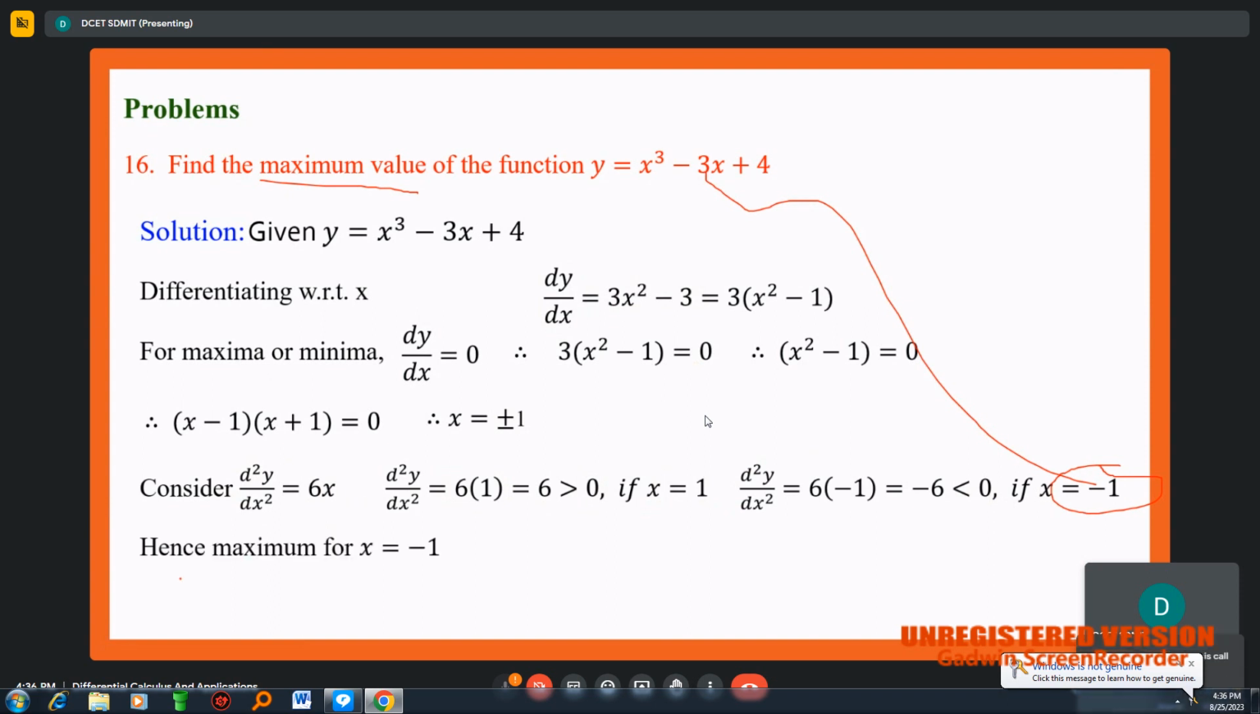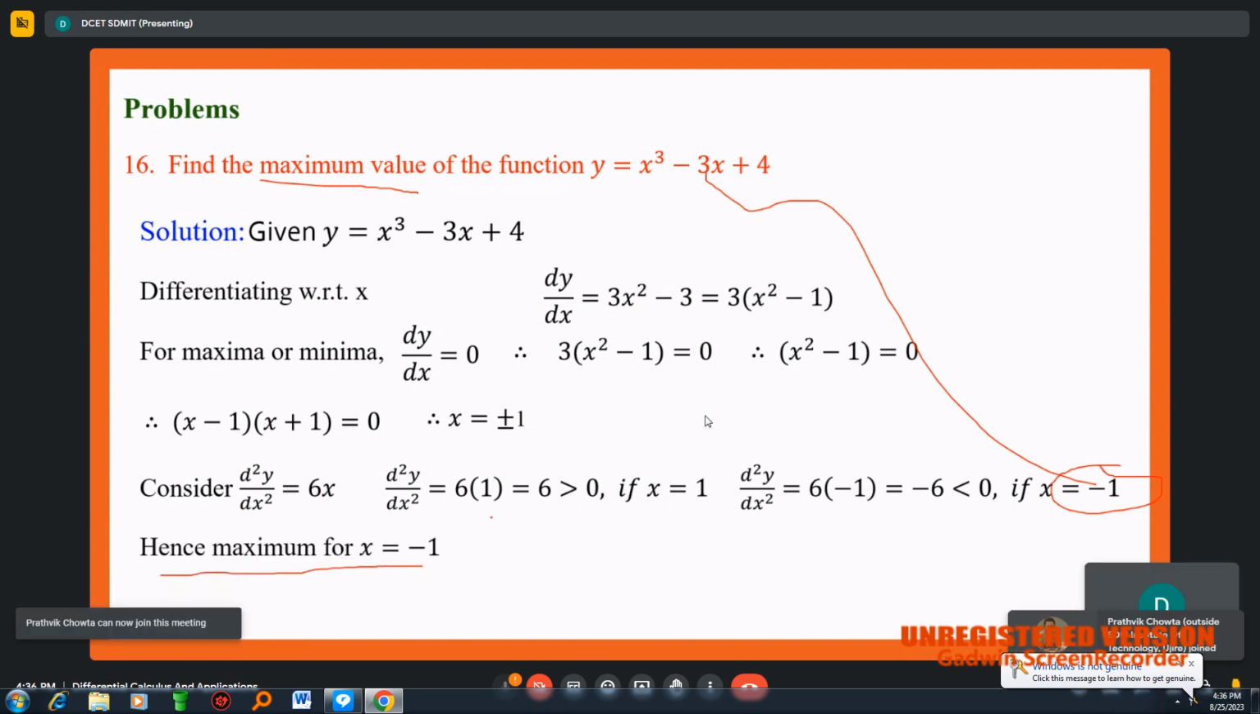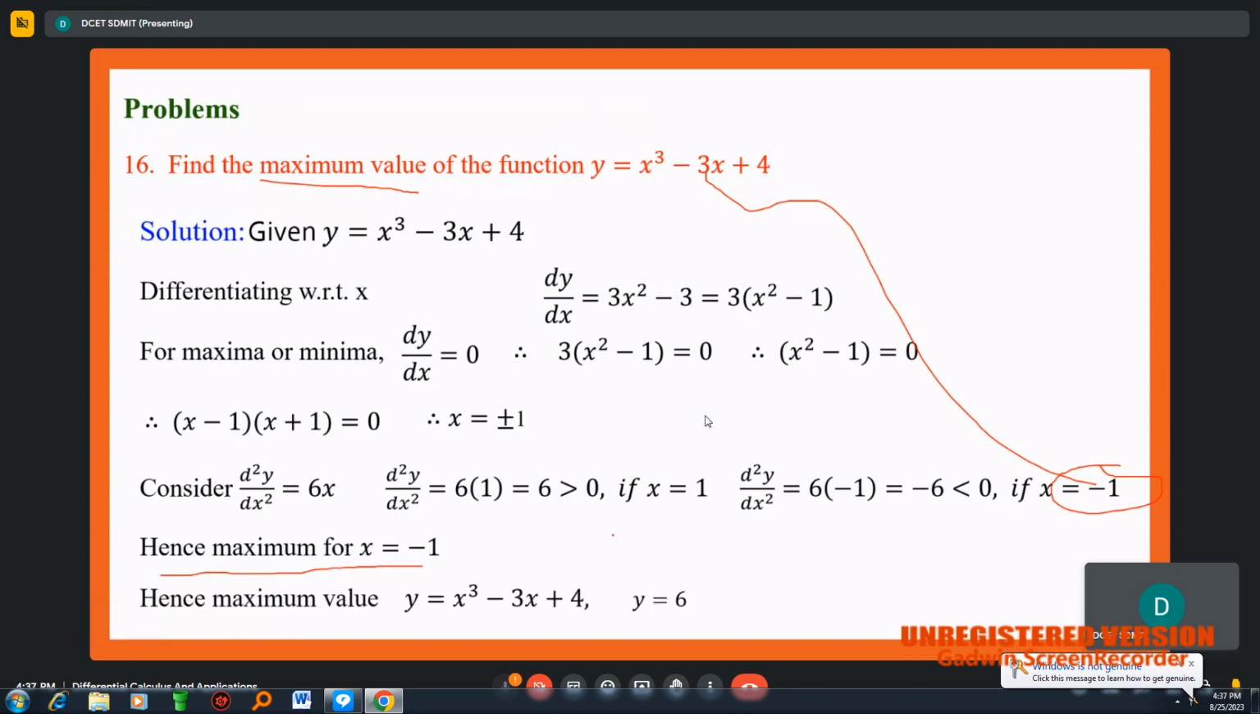So hence the maximum for x is equal to minus 1 is, y function, minus 1 cube minus 3 into minus 1, that is minus 1 plus 3 plus 1 is minus 2... ಮೈನಸ್ ಪ್ಲಸ್ 3 7, 7 ಅಲ್ಲಿ ಮೈನಸ್ ಹೋದ್ರೆ 6. Therefore, what is the maximum value we are getting here? Maximum value is y is equal to 6.